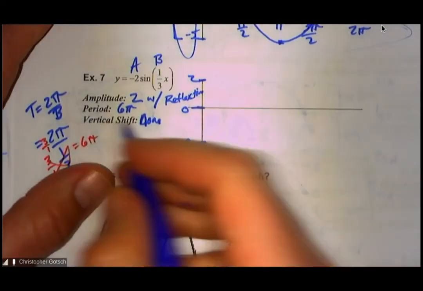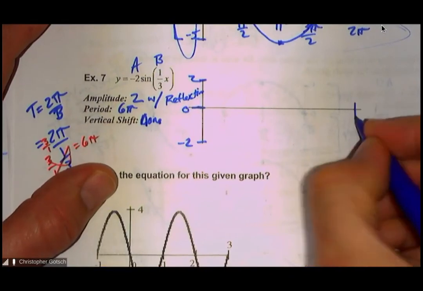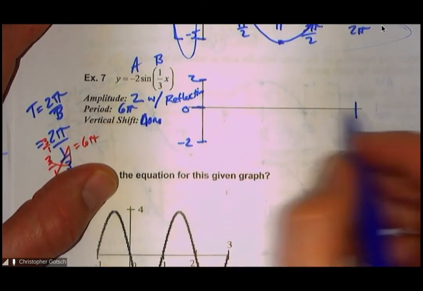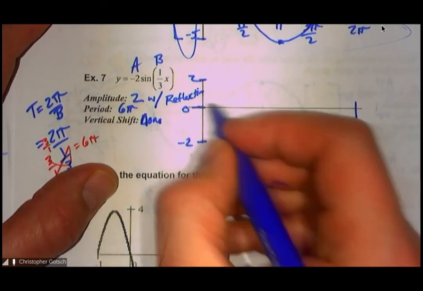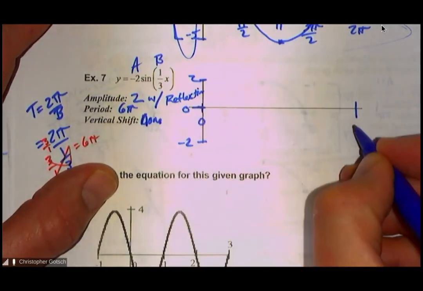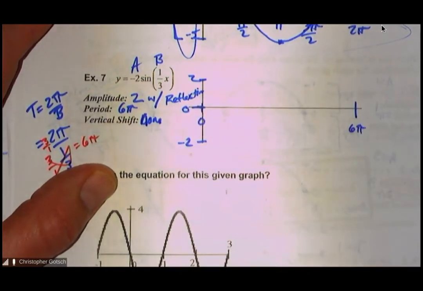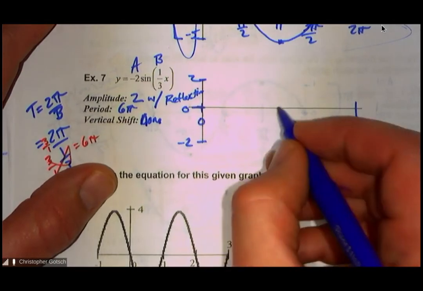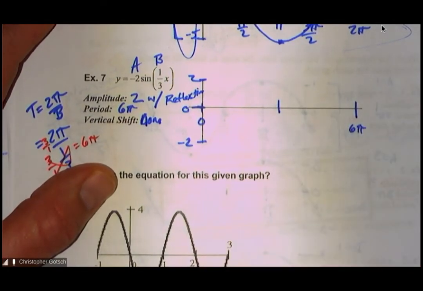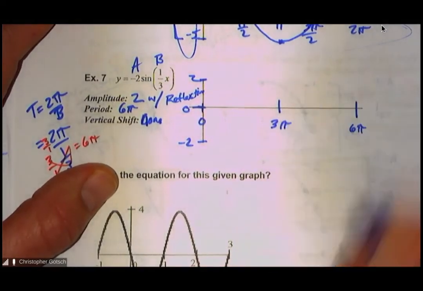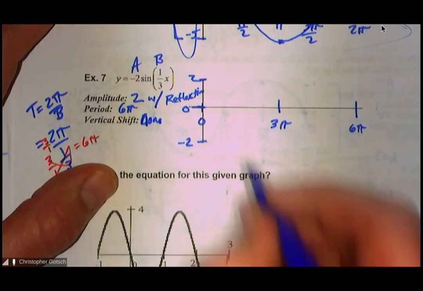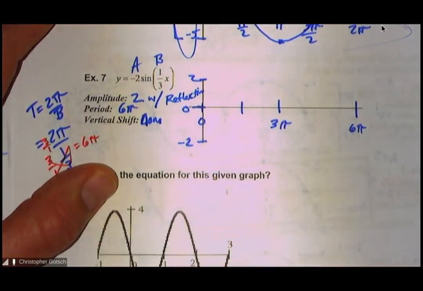Last but not least, I want to fill out my horizontal axis, my x-axis, with my period. This thing is going from 0 to 6 pi. I cut that in half. What's half of 6 pi? 3 pi. And then I take 3 pi and cut that in half. How much is that? 3 pi over 2.